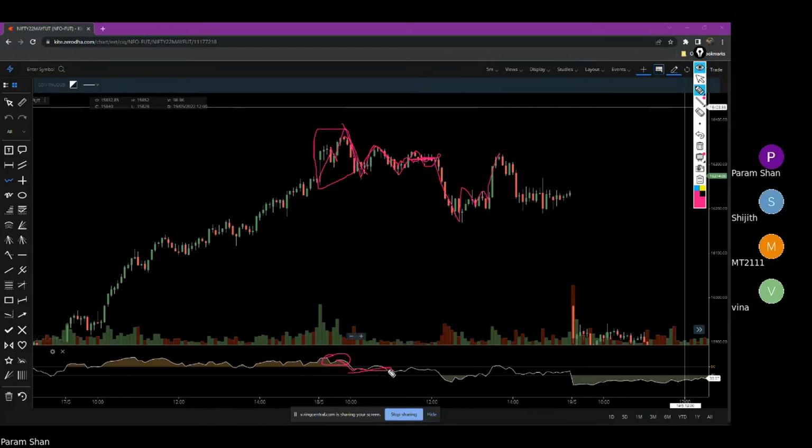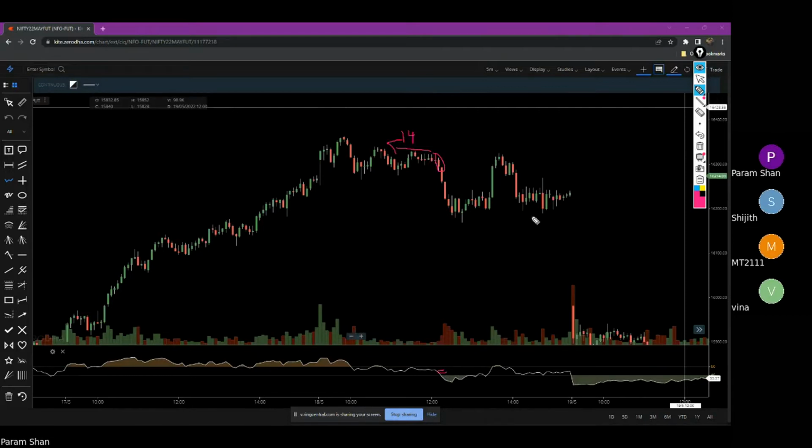The moment it started breaking this area, you see what happened. It went towards 40, even below 40. So this is basically bearish, no? Your RSI is telling you the same thing. Basically, if you're considering this candle, RSI is calculating the previous 14 candles and telling you where the particular line should be drawn.